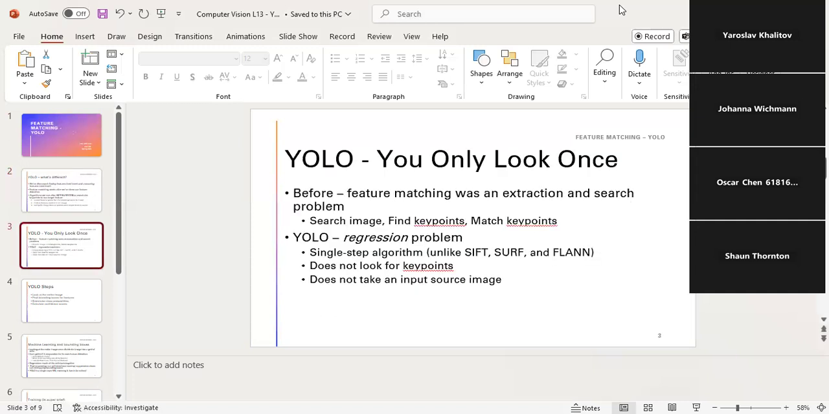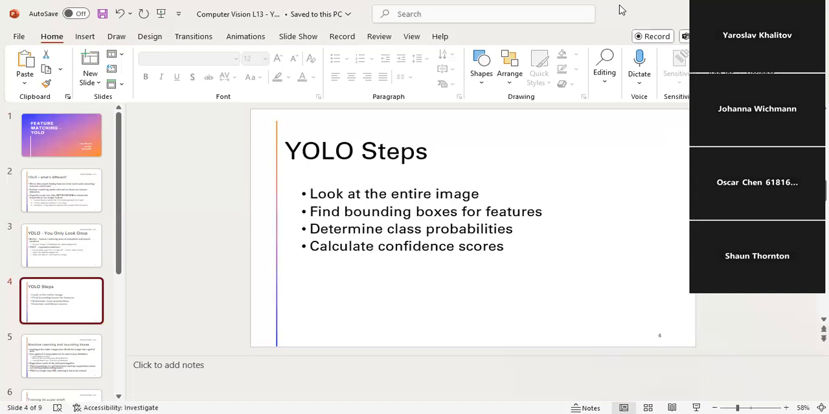So it's a single step algorithm, like I was saying. It's not finding key points, it is finding features. It is a very high level algorithm that works on a semantic output, which is to say, it doesn't say there's a key point here. It doesn't say, I've matched a feature here. It says inside this bounding box, there is a person or a cat or a ball, if we're going with our classic soccer ball example. So the steps in which YOLO operates is that it looks at the entire image.